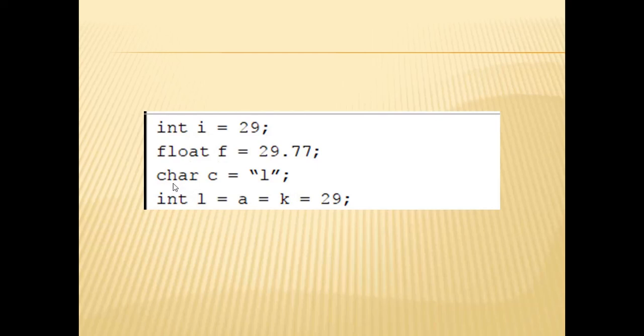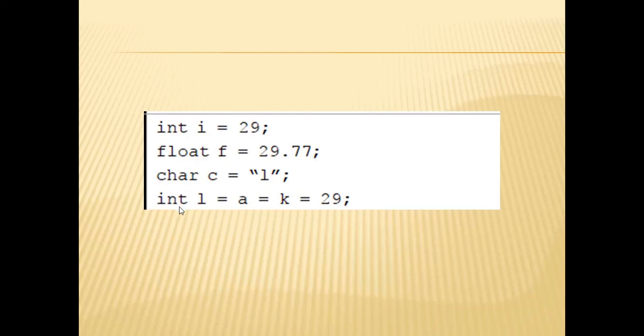And the next example, char c = 'L'. This is the single quote, within the single quote we are declaring L. L is a character, and the value is assigned to the variable c, and c is a character data type.